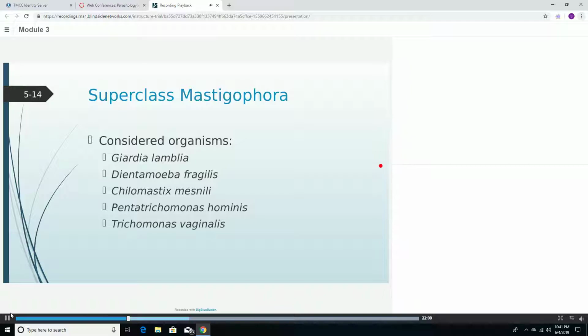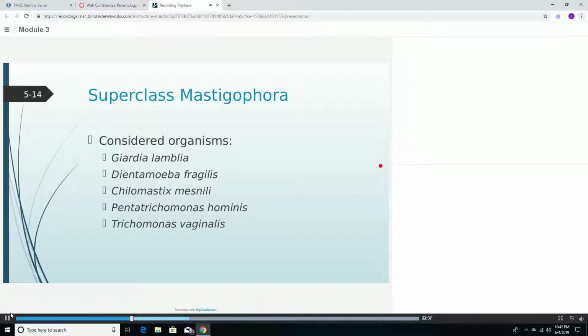So flagellates in the class Mastigophora include the pathogenic protozoa that inhabit the gastrointestinal tract, the urogenital tract, the bloodstream, and our tissues. The two common non-pathogenic species that we're going to discuss are Chilomastix mesnili and Pentatrichomonas hominis. These organisms are going to need to be differentiated from the infectious or pathogenic organisms like Trichomonas vaginalis and so on and so forth.